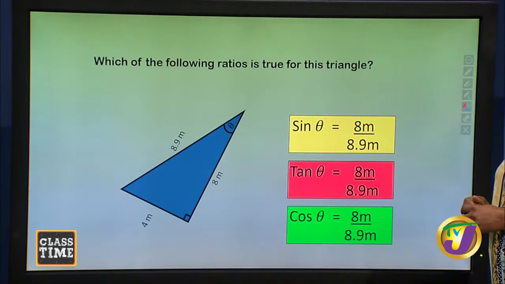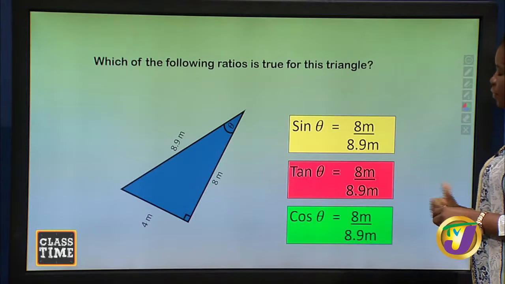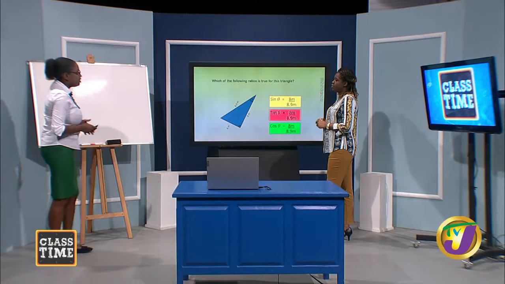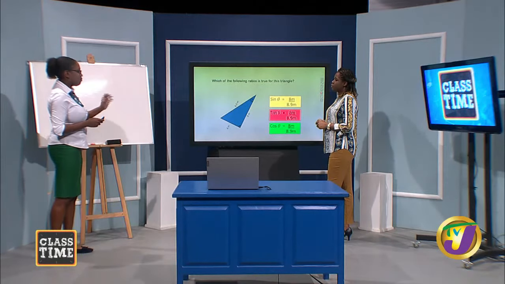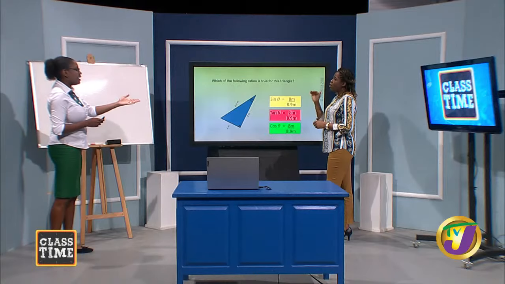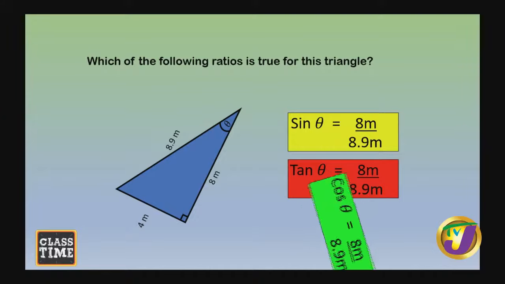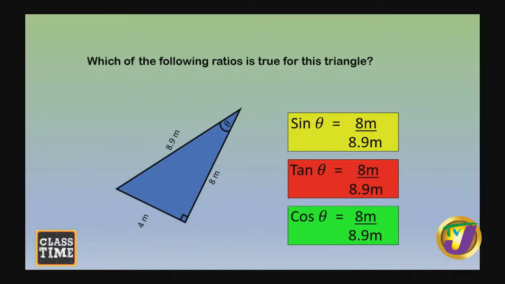So using elimination, we would say cosine. But let's just check to make sure that it's actually correct. The cosine of theta would be the adjacent side, which here is 8 meters, over the hypotenuse, which is 8.9 meters. So that would be the correct statement. And I think we have one more here.